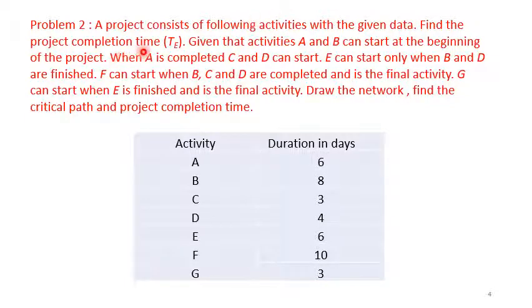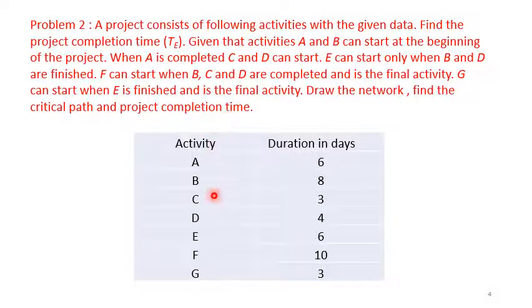Find the project completion time, capital TE. Given that activities A and B can start at the beginning of the project. When A is completed, C and D can start. E can start only when B and D are finished. F can start when B, C and D are completed and is the final activity. G can start when E is finished and is the final activity. Draw the network, find the critical path and the project completion time.